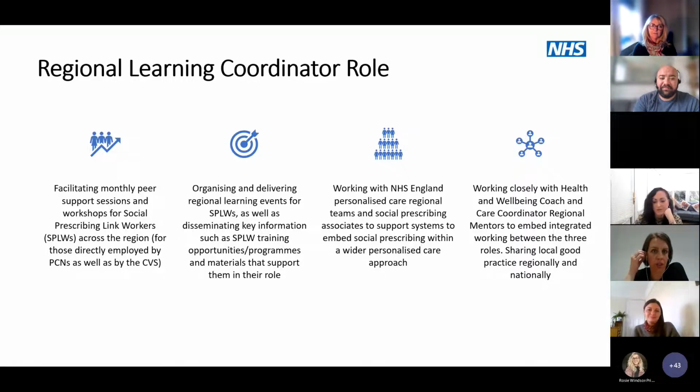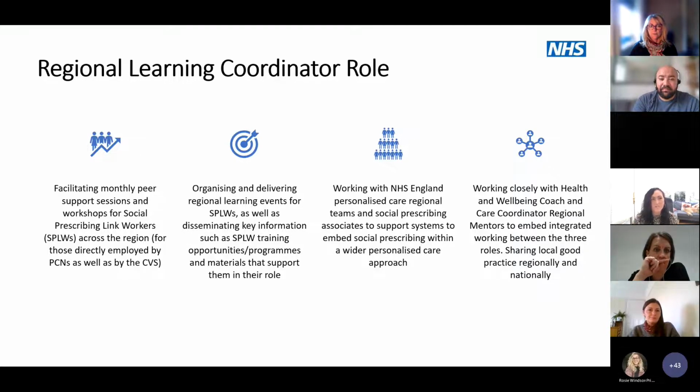And I think for those of you on the call, you'll be aware that link workers tend to be employed via PCNs directly or via the voluntary sector, so subcontracted out, and our roles cover both link worker employment roles and also supporting inductions, training.